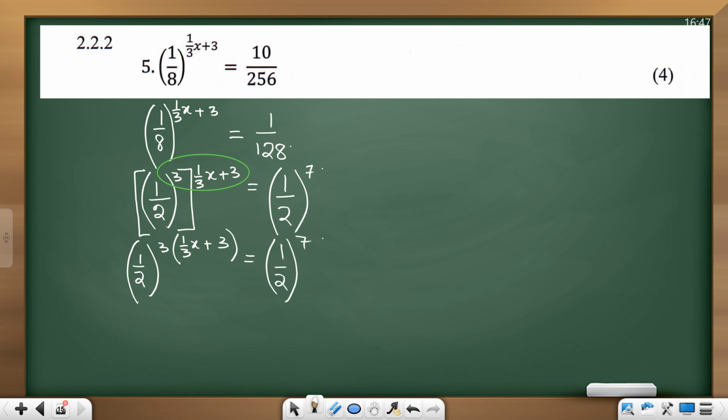Now what do I do? I'm going to equate the exponent after multiplying that. 1 over 3 times 3 would give me x. 3 times 3 would give me 9. And that would give me 7. What is x? Negative 2. And we are done with that question. X is negative 2. So it's a matter of making both sides have the same base, and then we walk through.